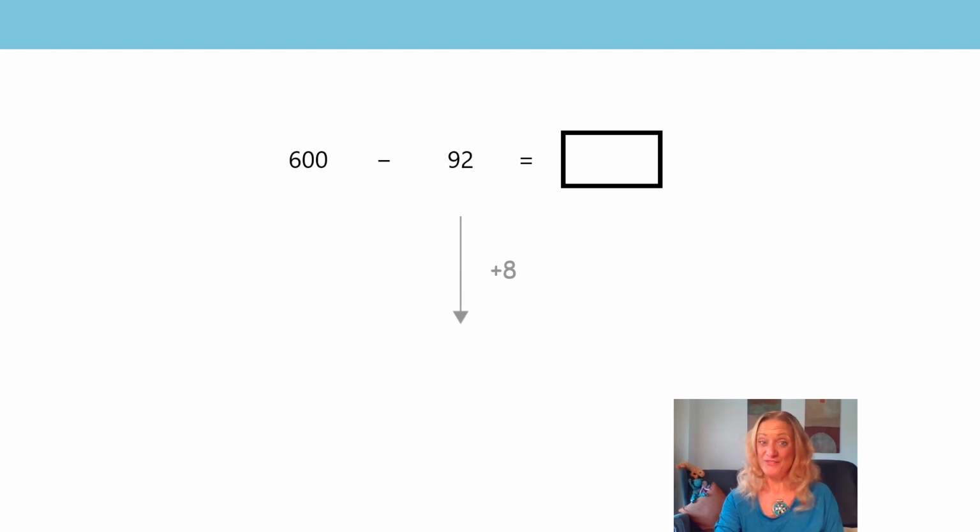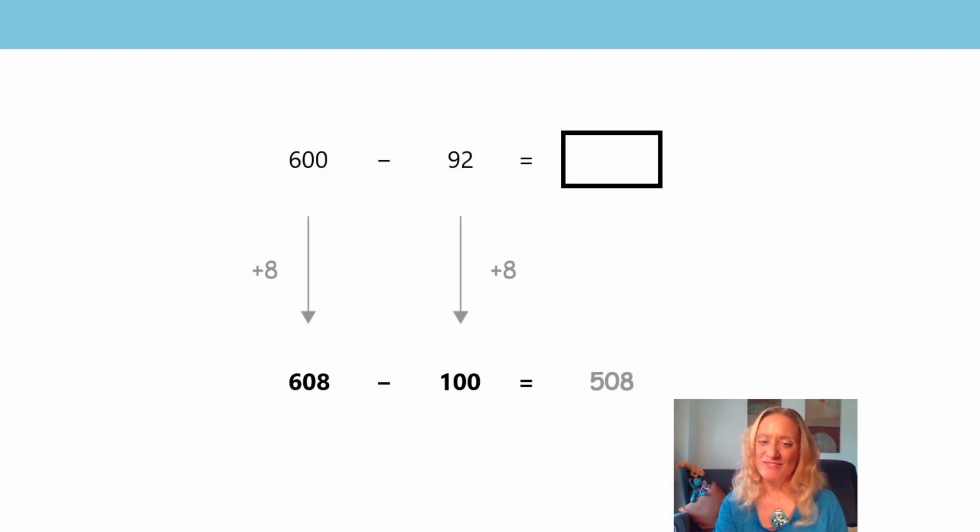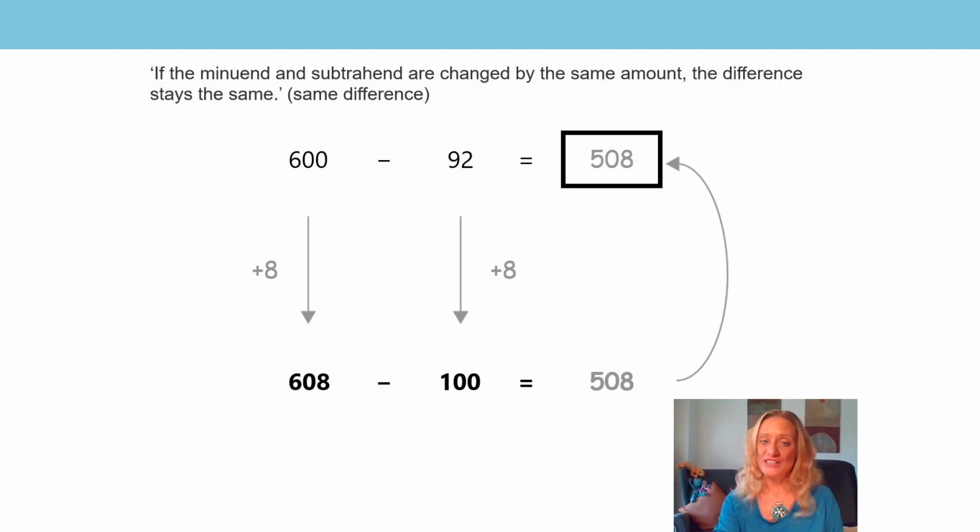Here we can see if we had added 8 that we would get the same difference, because if I transform the minuend and the subtrahend by the same amount, then 608 subtract 100 is 508. So it doesn't matter whether we increase or we decrease, we will still get the same difference. Fantastic.